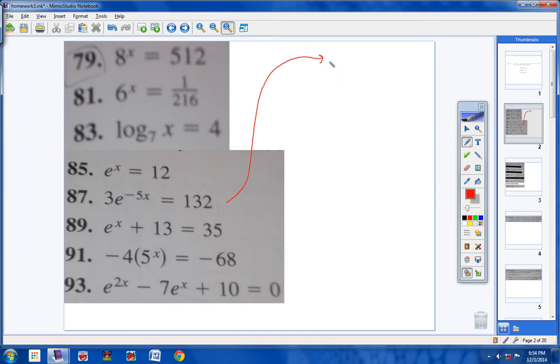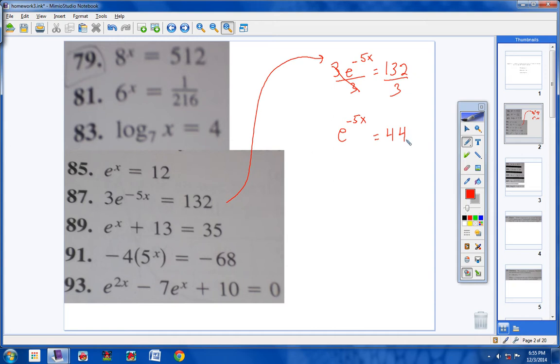Here we go. Now notice here again, students, that I have an exponential equation. My goal is to write both sides with the same base. However, there's no way that I can do that. There's no way when I have a base e and a number over here that I can write both sides with the same base. It just can't be done. So here's what you want to do. You want to get the unknown and its base all by itself. So I'm going to divide both sides by 3. And I'm left with e to the negative 5x equals 44.